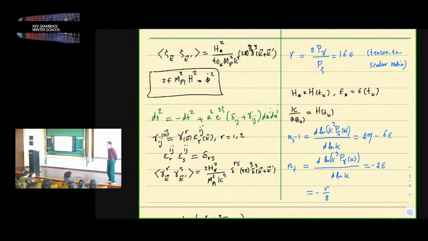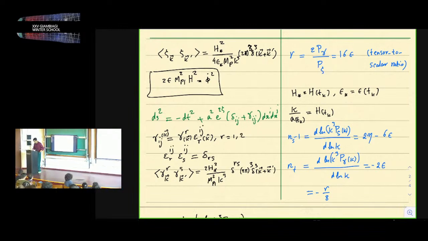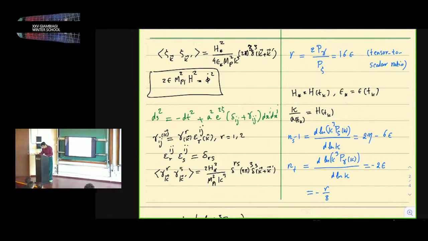Upper limit on r. Yes, very good question. This is what I wanted to say next or at some point, but I say it now. r experimentally, let's say r experimental is less than 0.03, right? Something like that. 0.05. Okay, 0.05.